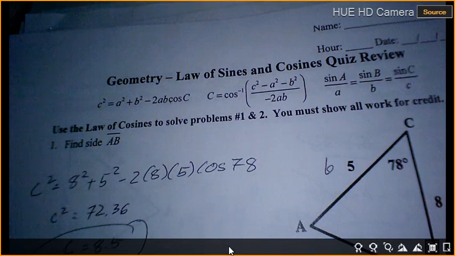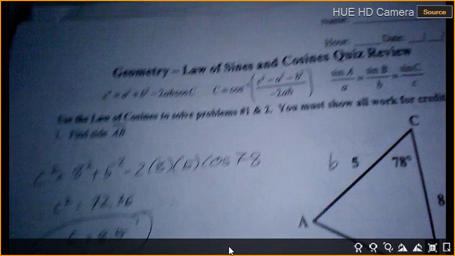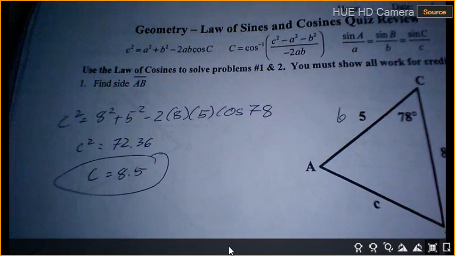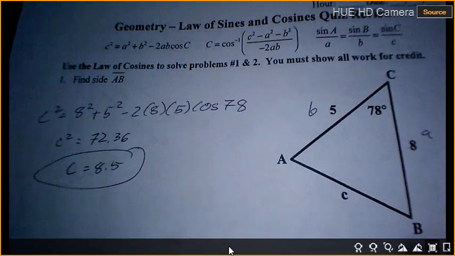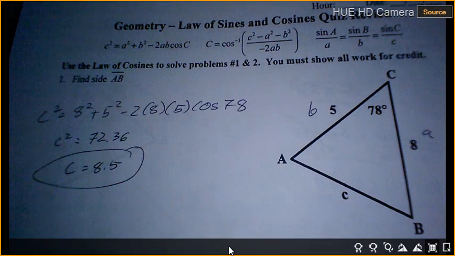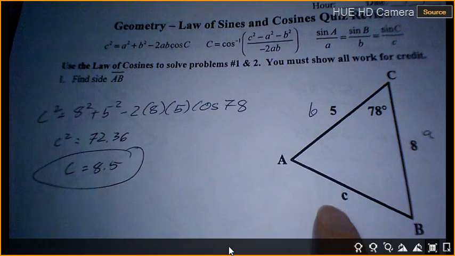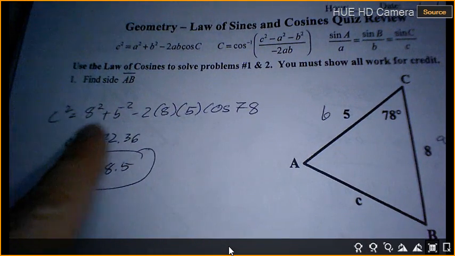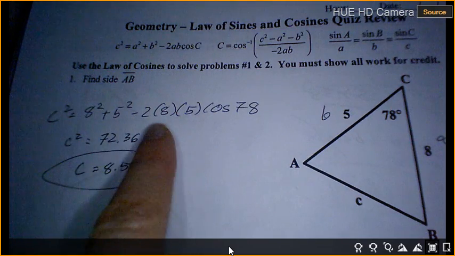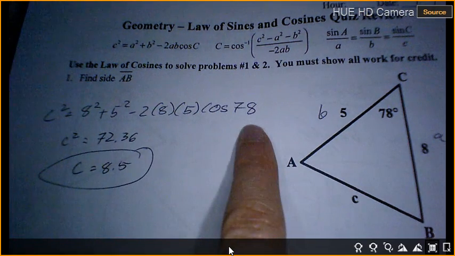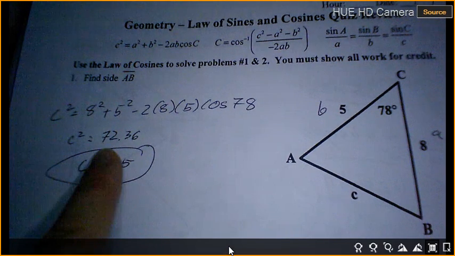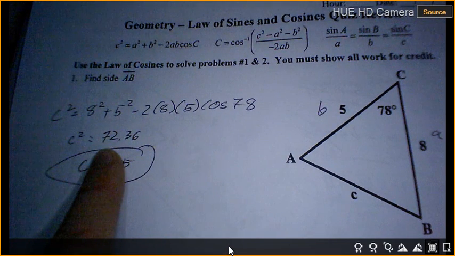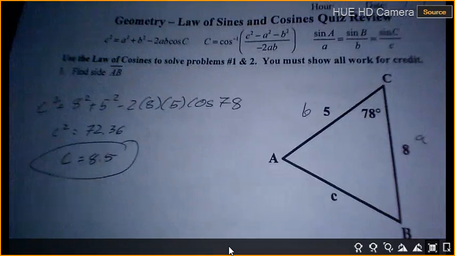Right, so we're looking at the law of sines and cosines quiz review. Number one, the first thing I did was label all the sides A, B, and C. Then I saw that I needed to find little c. So I used c squared equals 8 squared plus 5 squared minus 2 times 8 times 5 cosine 78. I got 72.36, and then I took the square root and got 8.5 as my answer.